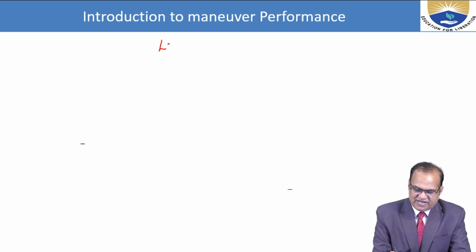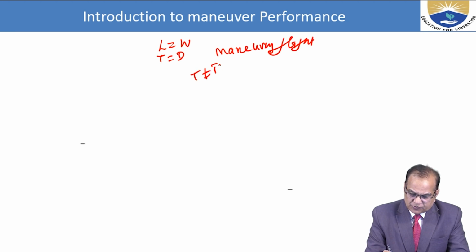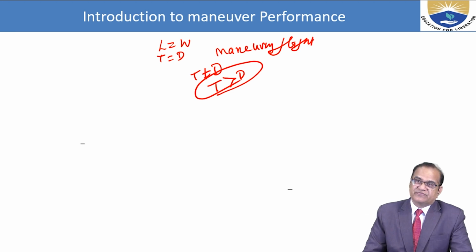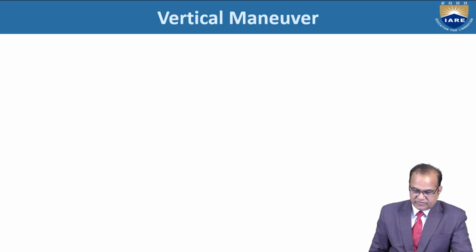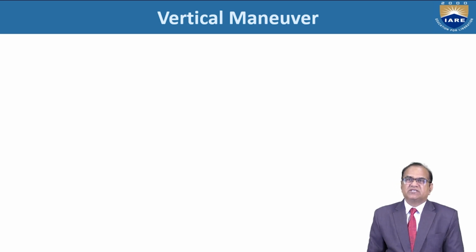So for steady level flight, L is equal to W, T is equal to D. But here this drag is more. For the maneuvering flight, T is not equal to drag, but T is more than the drag, then only the aircraft will be sustained. So, I will go to my next topic, that is vertical maneuver.